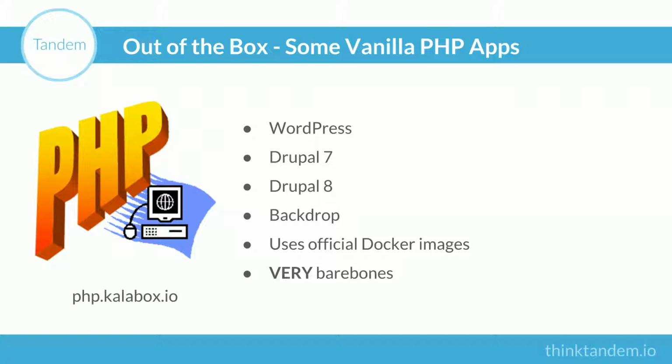Anyway, on to the vanilla PHP apps. With Kalabox out of the box, you can spin up a WordPress site, a Drupal 7 site, a Drupal 8 site, or a Backdrop site. These use the official Docker images for these things, which means that they are very, very bare bones. They're going to give you the minimal requirements to run these things. So we recommend that you only do this if you want to try these things out. I wouldn't be doing heavy development on any of these. So those are the two main out-of-the-box things that you can do with Kalabox right now.